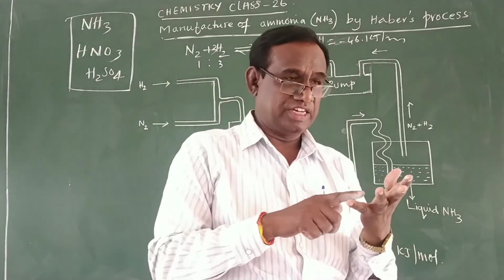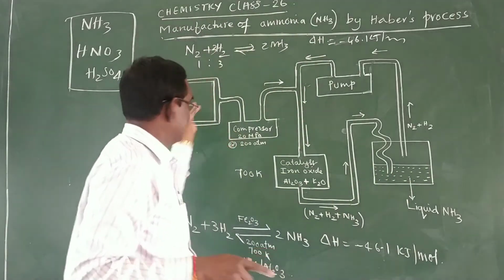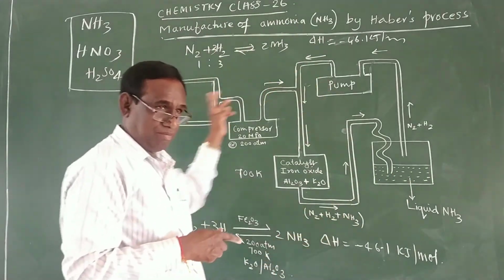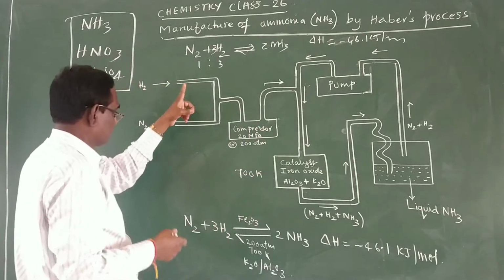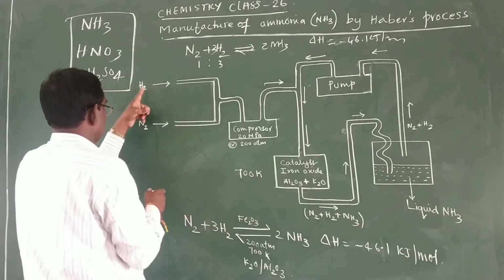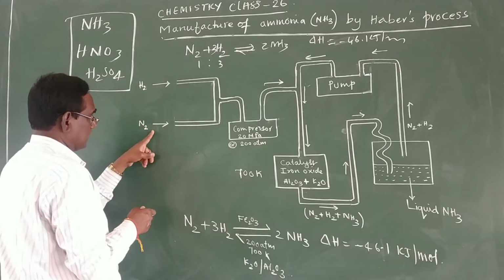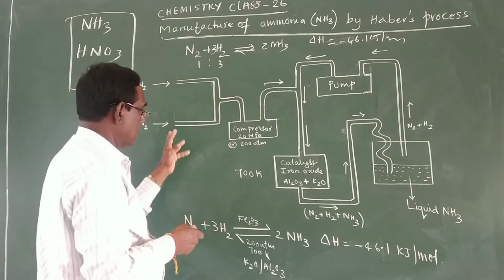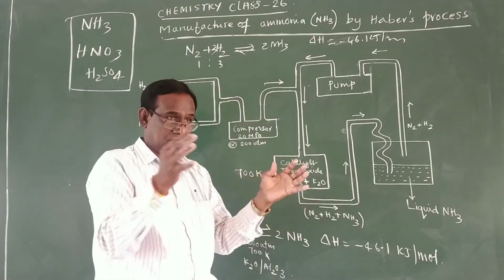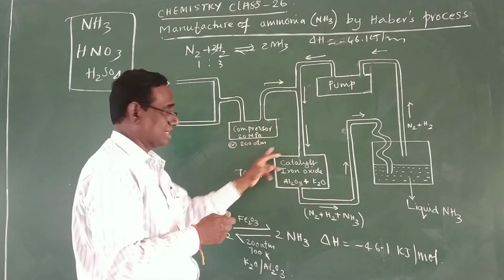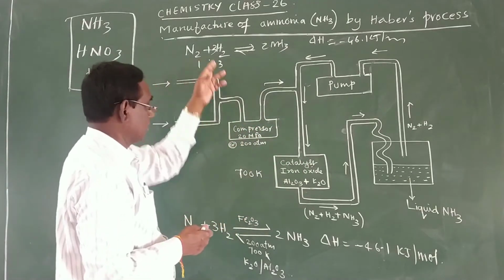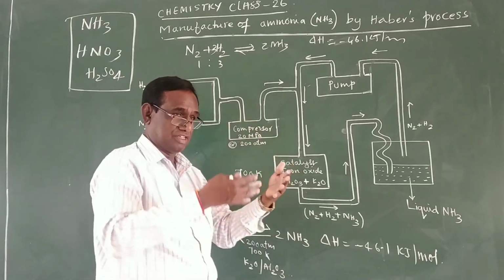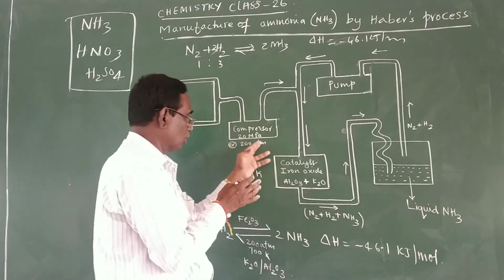First point is the labelled schematic diagram. In this diagram, this is hydrogen, this is nitrogen, and they are passed through here and compressed to 200 atm in this compressor. A mixture of nitrogen and hydrogen in the ratio 1:3 by volume is passed into the compressor, and it is compressed up to 200 atm.